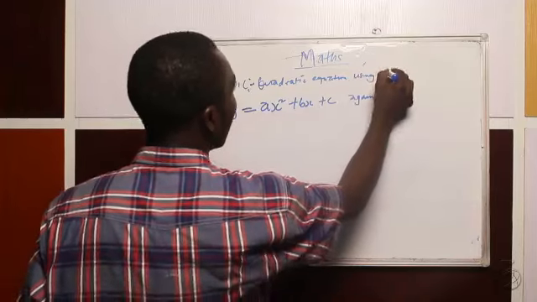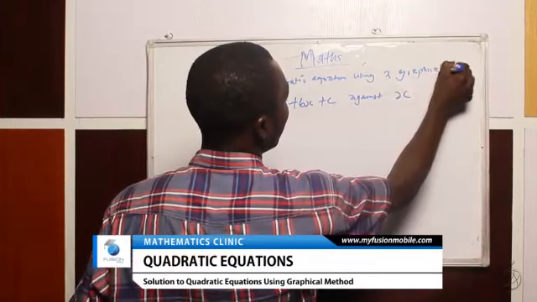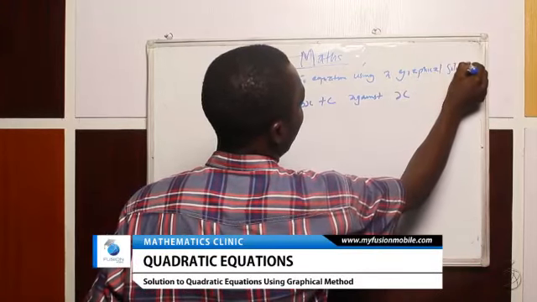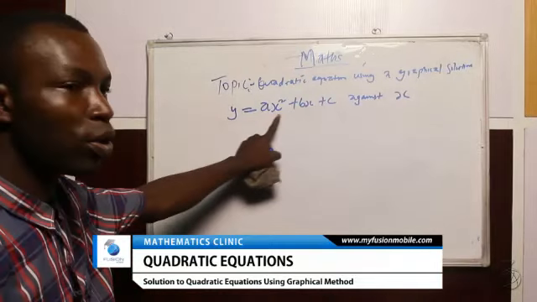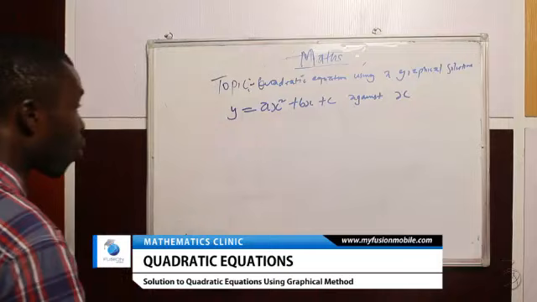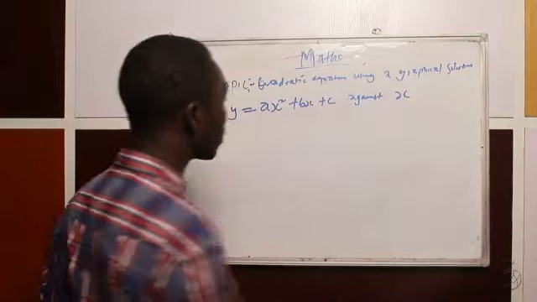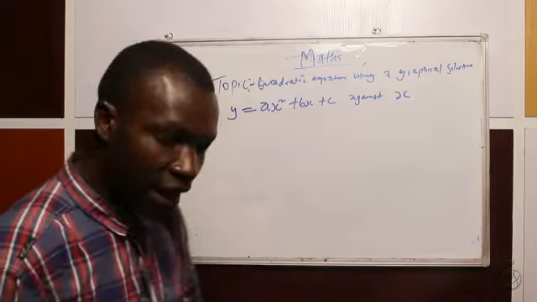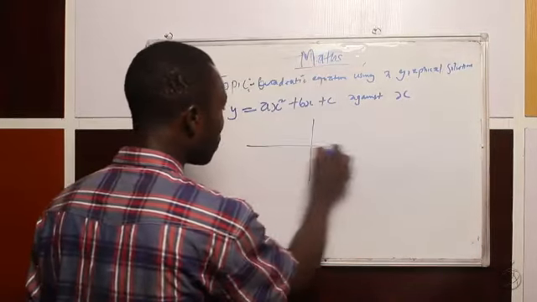using a graphical solution. Now we have y equal to ax squared plus bx plus c against x. What do I mean? That is plotting the graph of y against x. Let me show you one thing about our graph. Open to your graph sheet.